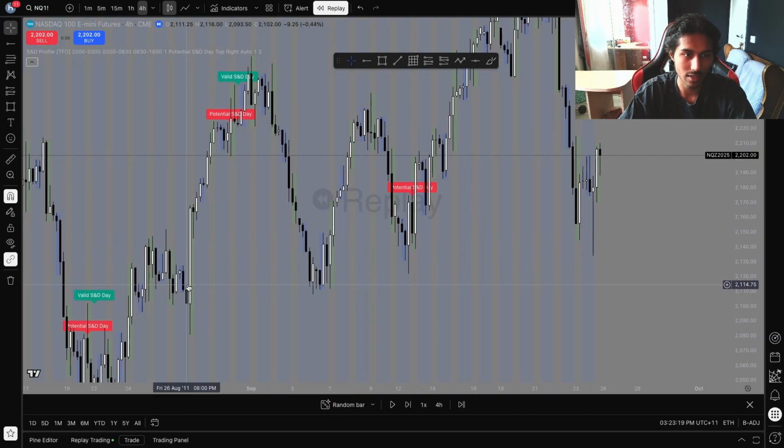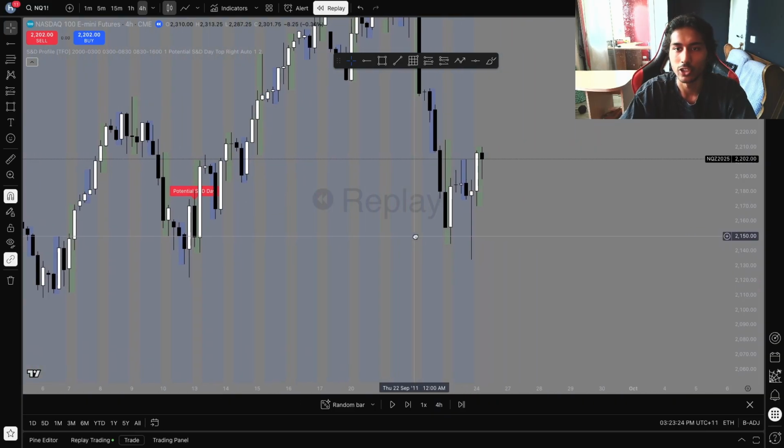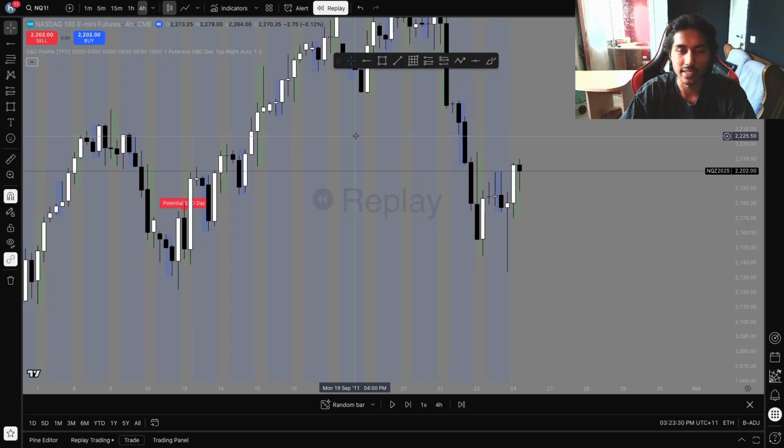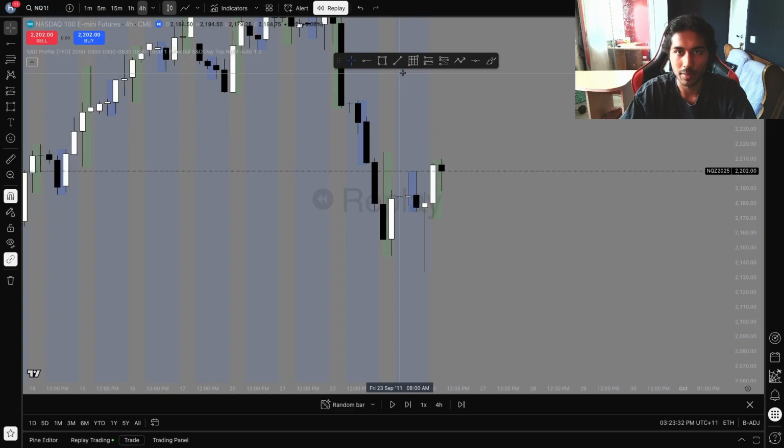This gap here, you can see this gap has been barely invalidated. So I am a bit more bearish here. Wait, hold up. What is this? No, that's invalidated. Literally, it's just fair value gaps. Fair value gap here. This is the fair value gap.